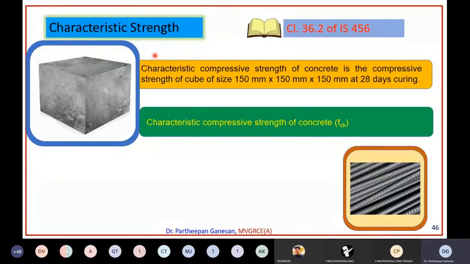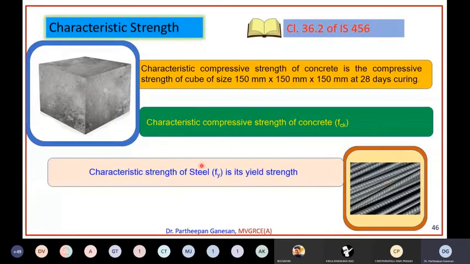Now, this is for concrete. Similarly, you also have it for reinforcing steel. Characteristic strength of steel is called Fy, its yield strength. Whatever the yield strength of the steel is, that is the characteristic strength of steel. So FCK is for the characteristic strength of concrete, and Fy is for the characteristic strength of steel.